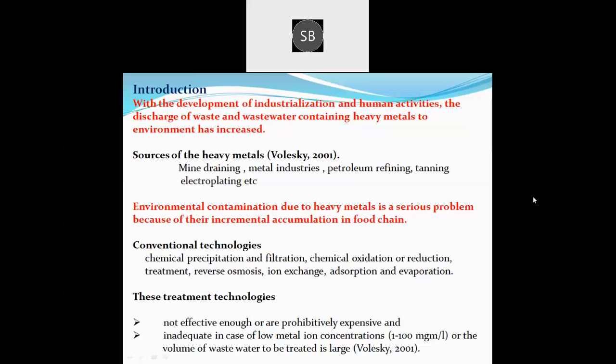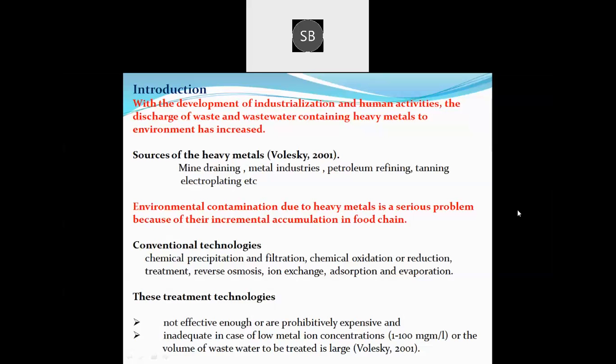So there is an urgent need for environment-friendly technologies to remove heavy metals from wastewater. So the concept of biosorption is more emphasized after the use of conventional technology. This biosorption technology promises to fulfill the requirements. It is very competitive, effective, and cheap.